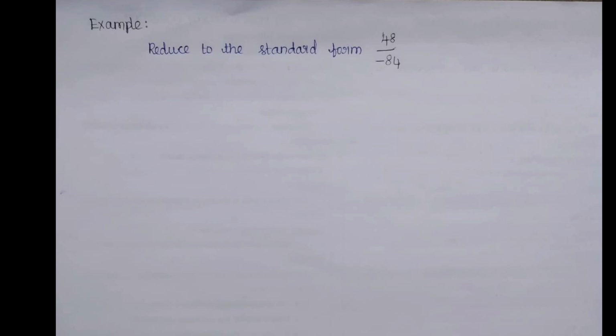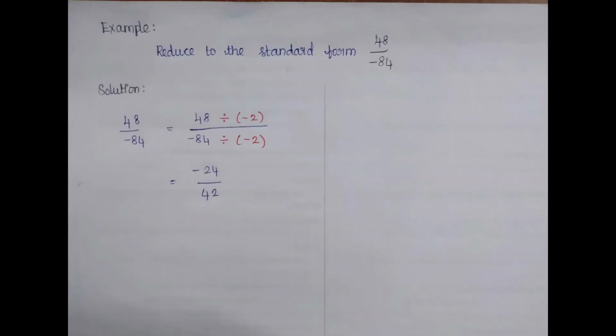Shall we simplify the rational number to the standard form? Minus 48 divided by minus 84. Both have a common factor 2. First we divide this rational number by 2. Since b should be positive, we are dividing by minus 2. If we divide 48 divided by minus 84 by minus 2, we get minus 24 divided by 42.